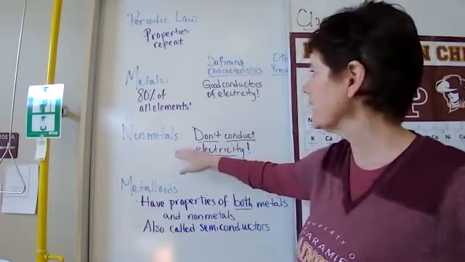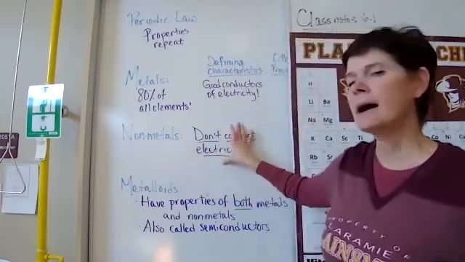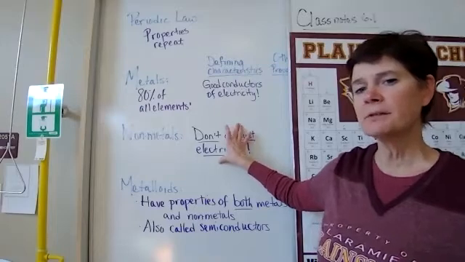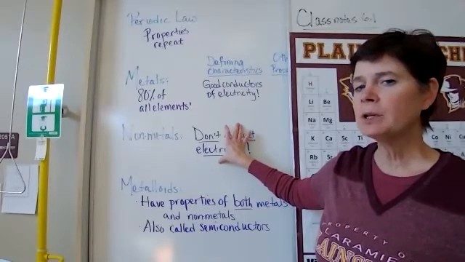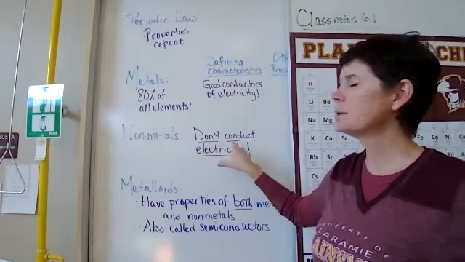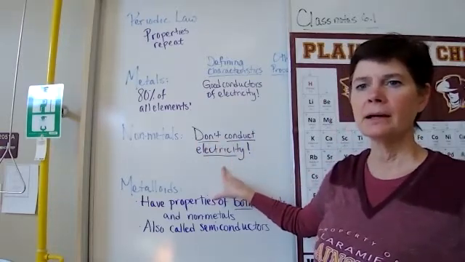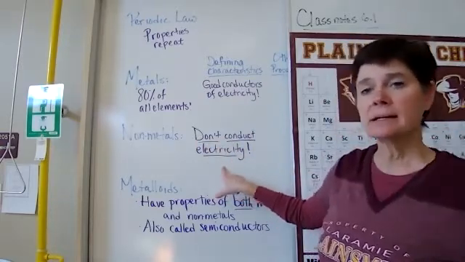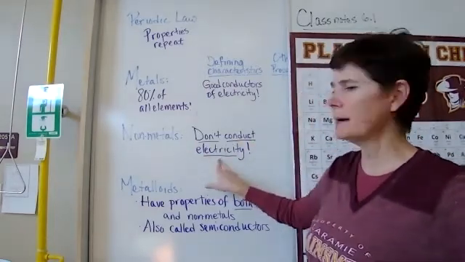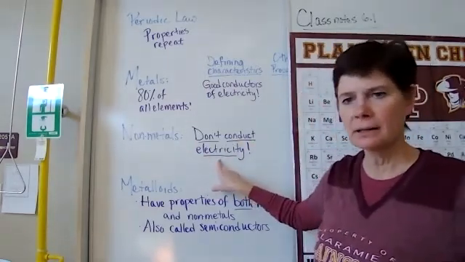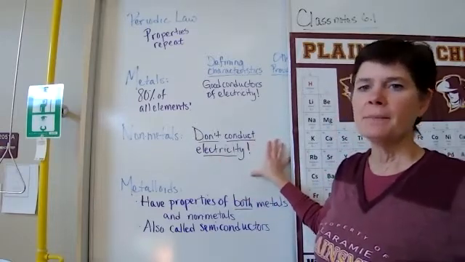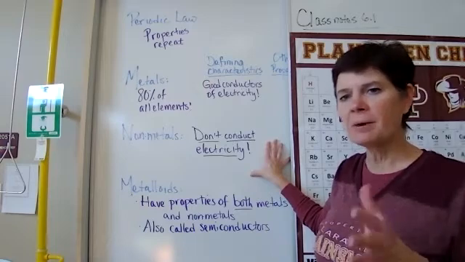So now let's look at non-metals. In your book, they said that for non-metals, these tend to be poor conductors of electricity and heat. I would like you to cross out poor and put this in instead. They don't conduct electricity, okay? Non-metals can conduct heat, but in terms of a defining characteristic, I want you to write this. Non-metals don't conduct electricity.